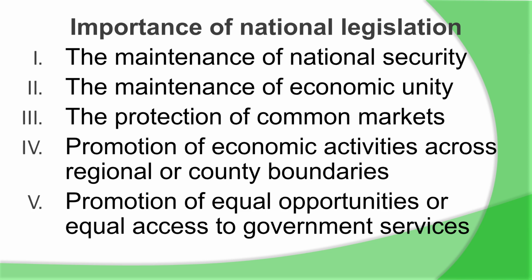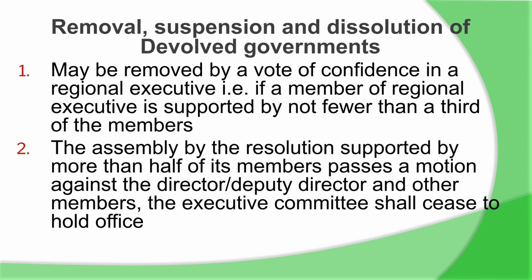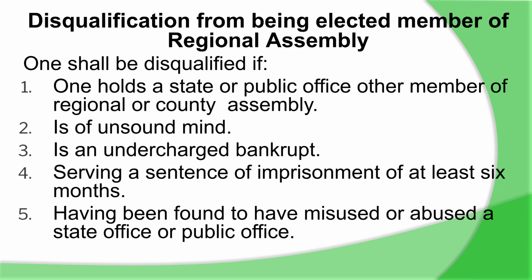National legislation is important for maintaining national security, economic unity, and common markets. It promotes economic activities across regional or county boundaries and ensures equal opportunities or access to government services. A member of a regional executive may be removed by a vote of confidence if supported by at least 1/3 of the members. The entire executive committee ceases to hold office if the assembly passes a motion against the director, deputy, and other members, supported by more than half of its members.